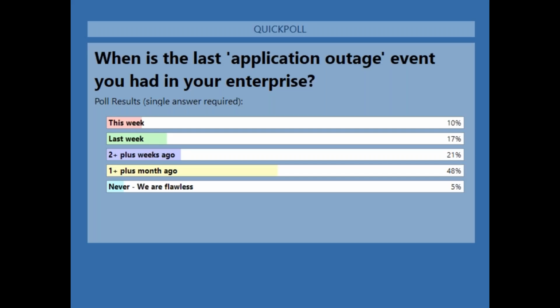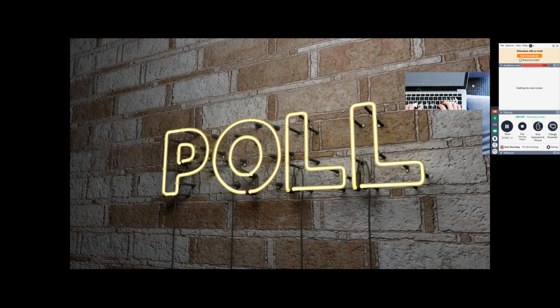So a lot of folks said they had an application outage 1+ month ago. That's interesting. And the honest folks said 2+ weeks ago, last week, and this week. Anybody who voted never, I doubt that. I guarantee you had an outage. Either that, or you answered never because you're not working in the space and you're trying to fool us. If you say never, I find that hard to believe, because applications are always going to go down. There's always going to be an outage, and it's how you address it and solve it.